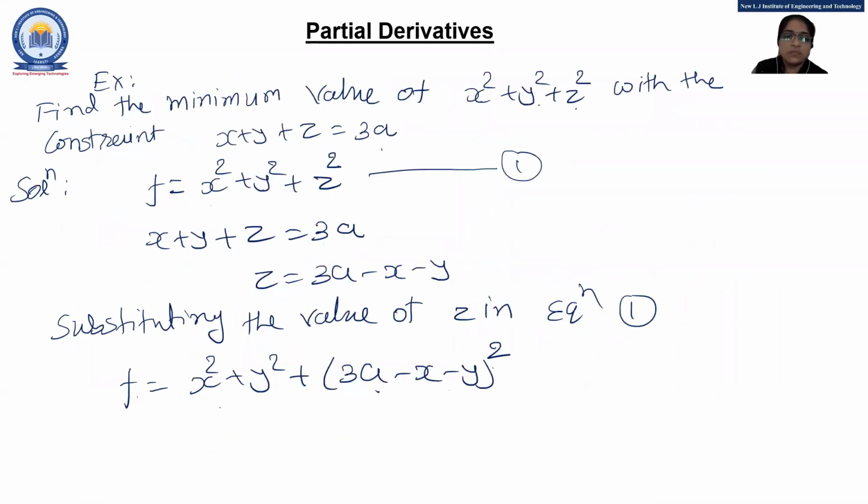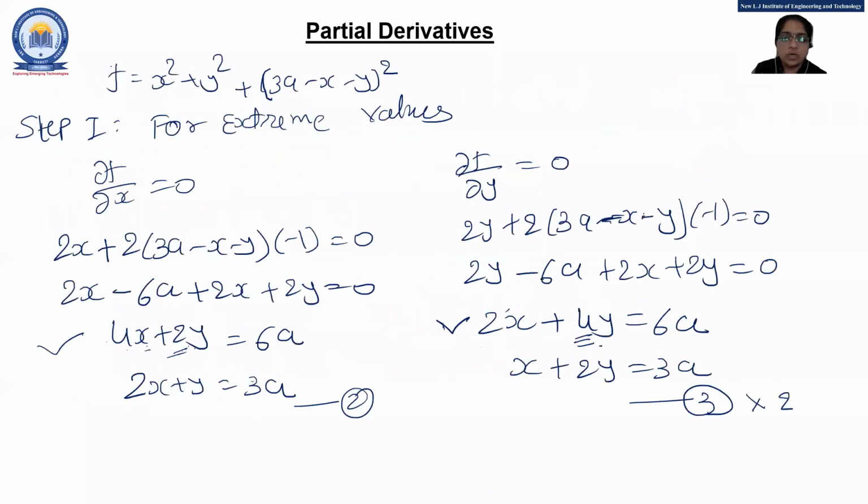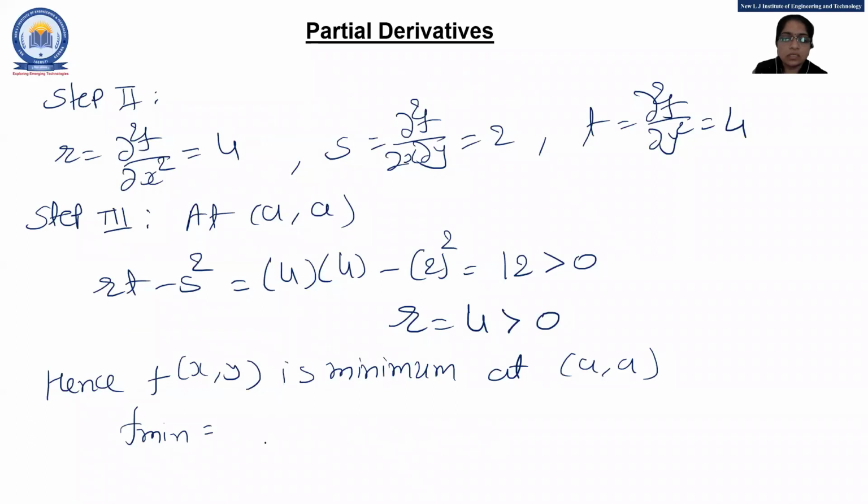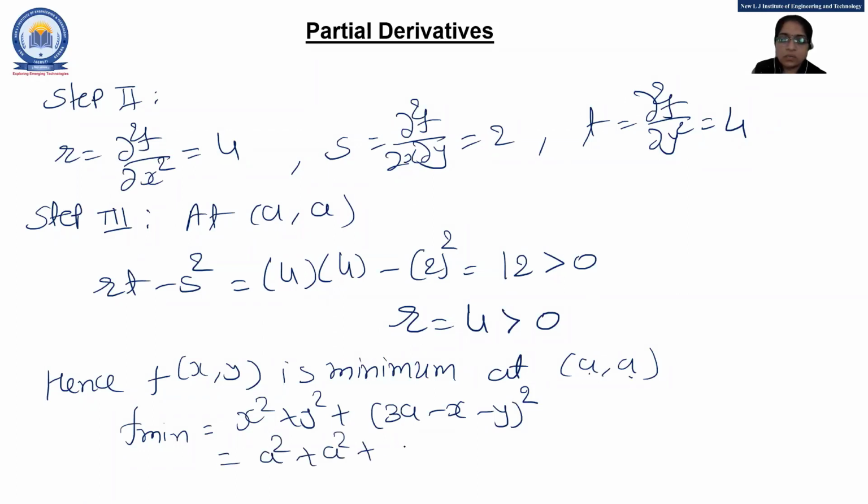As you all know, our f is x square plus y square plus z square. But in the place of z, we substitute 3a minus x minus y whole square. So here our f is x square plus y square plus (3a minus x minus y) whole square. And as you all know, the value of x is a, and the value of y is also a. So here a square plus a square plus (3a minus a) whole square. After simplification, this is a square, this is a square, and this one is also a square. So our final answer is 3a square. So this is the minimum value.